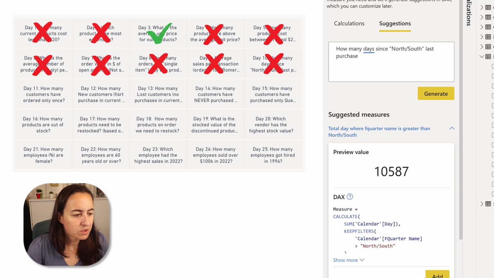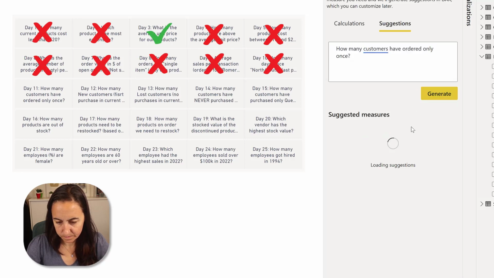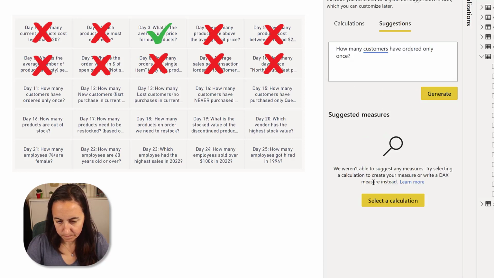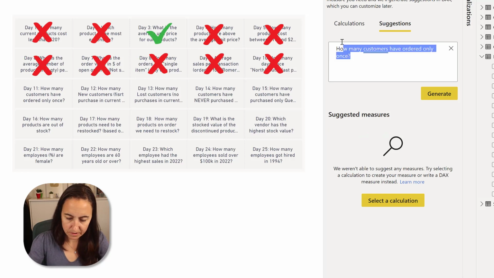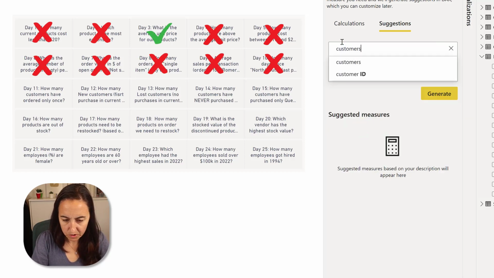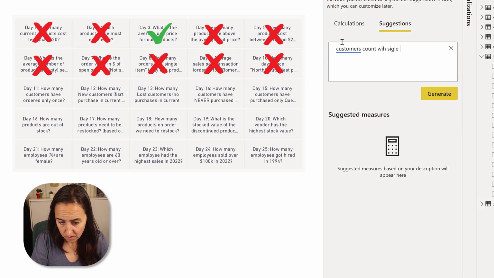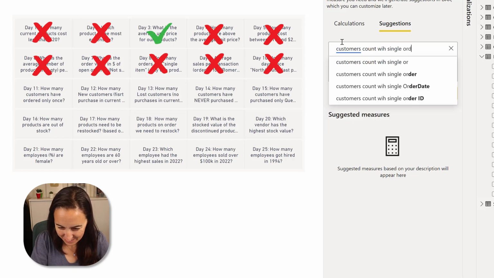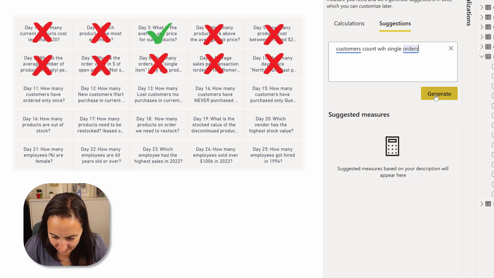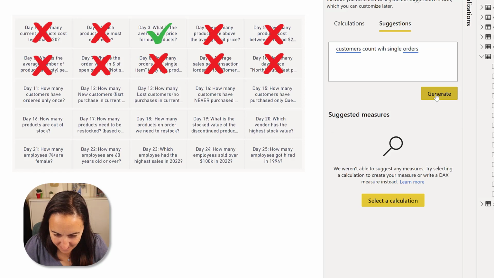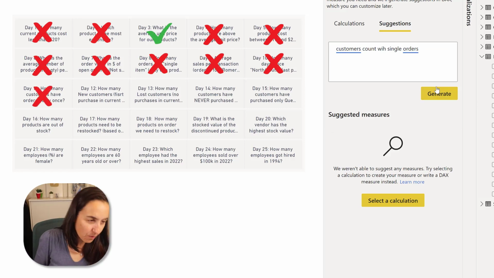How many customers have ordered only once? Let's go. How many customers? Okay, so customers count with single orders. No. Okay. 12.